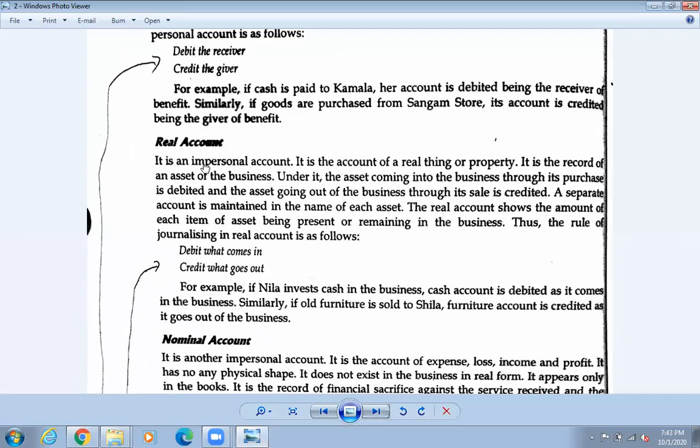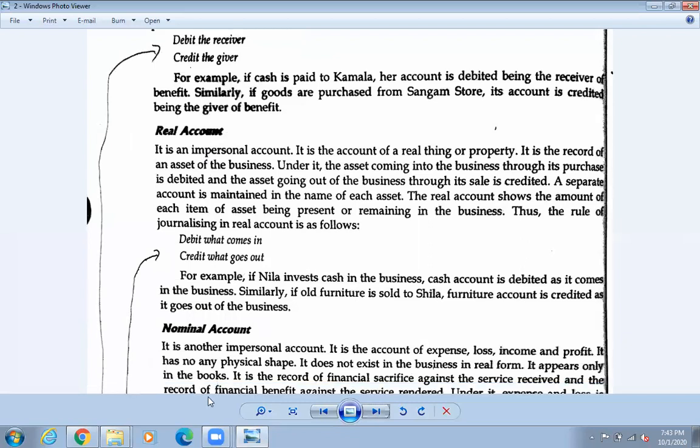So in the same way, you write the definition like this. So write down the definition of real account. Then after that, write down the rules of generalizing in real account as follows. So in case of real account, in and out, in out, in out. So debit what comes in, credit what goes out. So in that way we need to memorize. Got it? So that is the real account.